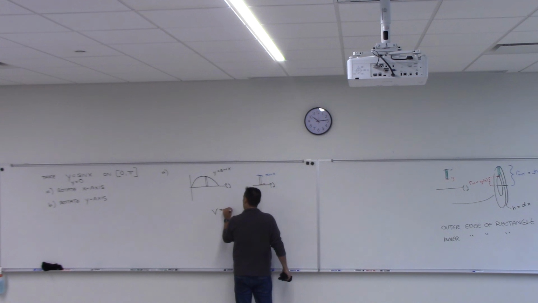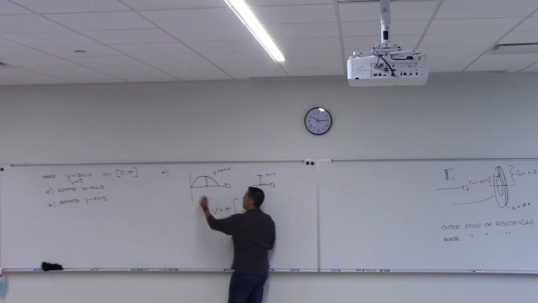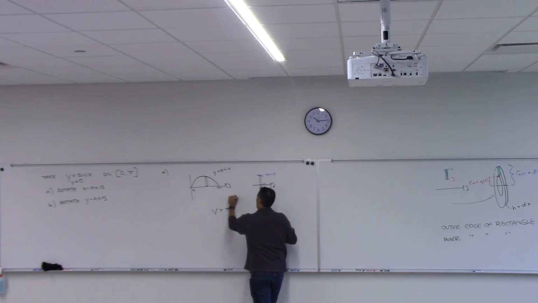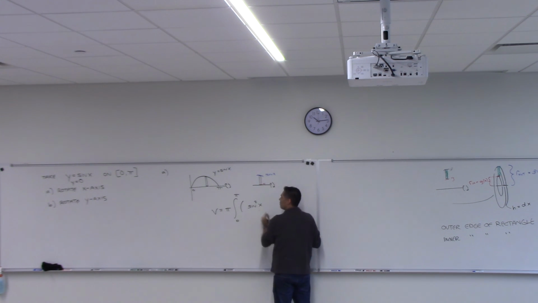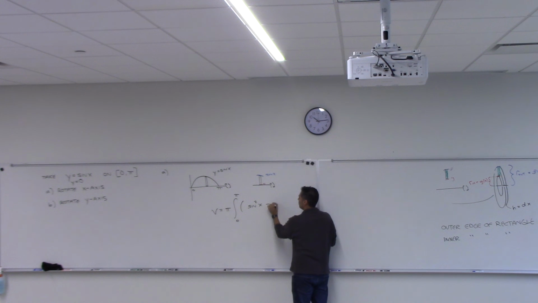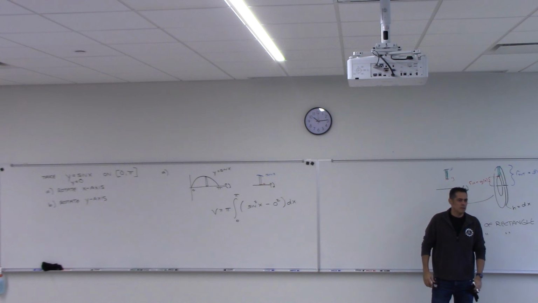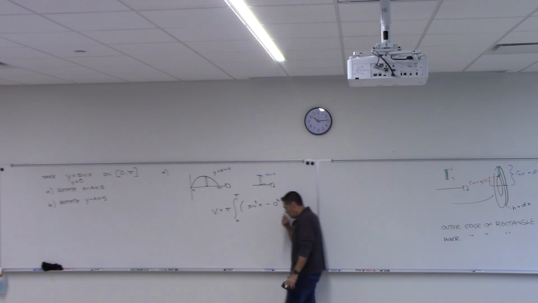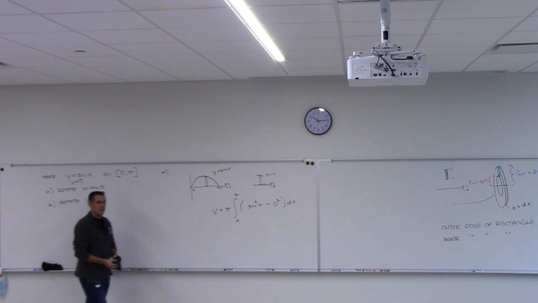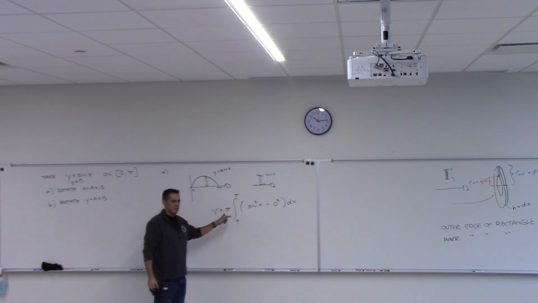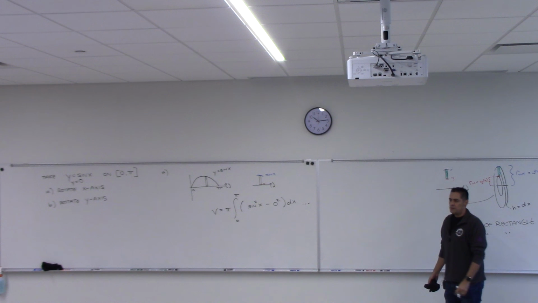So I should just be able to go right to this. Volume is pi integral. The rectangle is going from 0 to pi, because that's what I gave you. And then outer radius squared, sine squared x, minus inner radius squared, 0, which I don't need. Isn't that just sine squared x? Can you integrate sine squared x? How? One half, power reducing, right? So we would know how to do that if we needed to. I'm not going to do it. Questions?